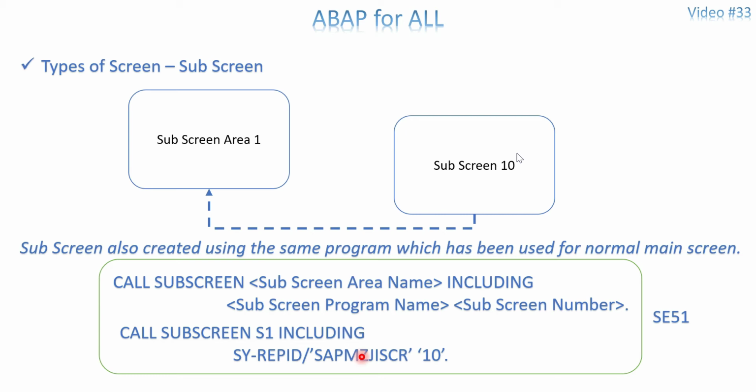Another point, you're not able to call a subscreen based on your PAI event, like if I press enter, I'm going to call a subscreen. Technically it's not possible, but functionality-wise we are able to do it. I will show you, we can keep a dynamic variable for a subscreen and you can achieve that, but technically this is not going to be possible in the PAI module, and this is not inside a module because it's SE51.